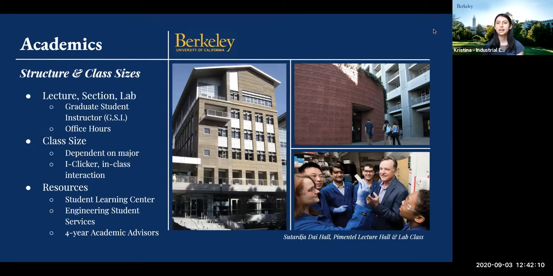We have 4-year academic advisors, so that means from the day you step on campus until the day you graduate, you get to interact a lot with your advisor, and they get to learn a lot about you and you about them. And something that is unique to having a smaller college in such a large school is that every advisor is specifically assigned to one engineering discipline. So your advisor also knows a lot about your specific major. So yeah, I think that's all about structure and how classes work. But if you have any questions, feel free to put a question in the Q&A.